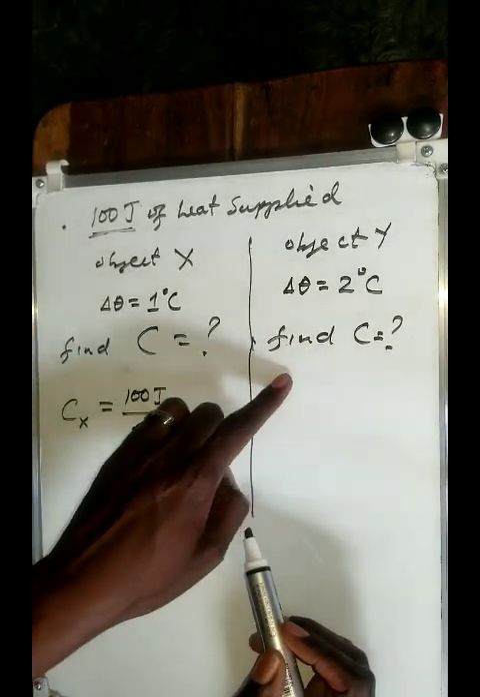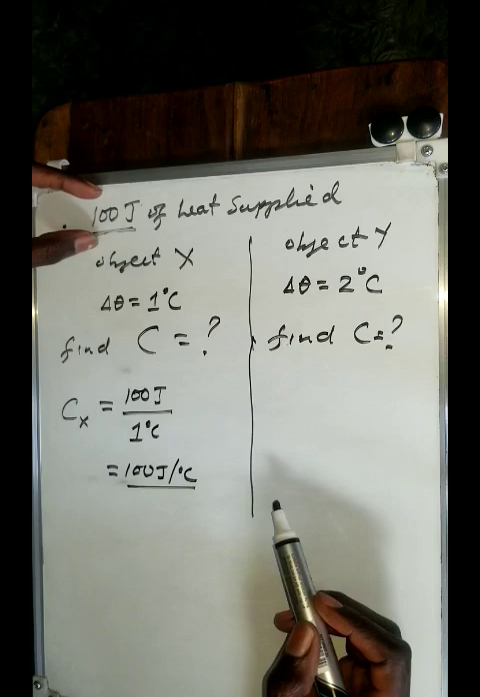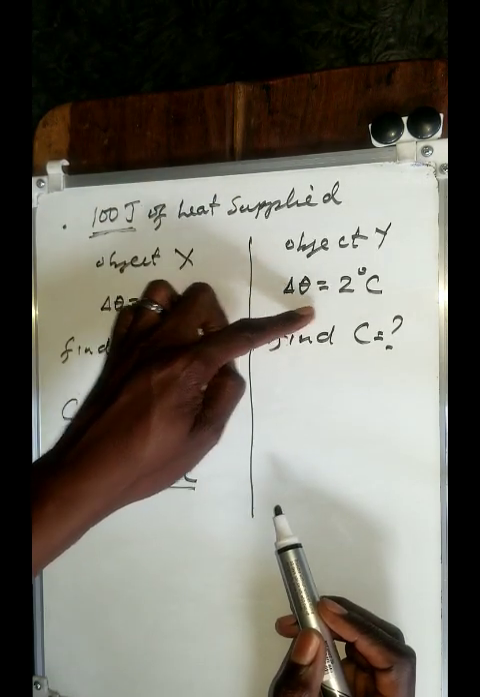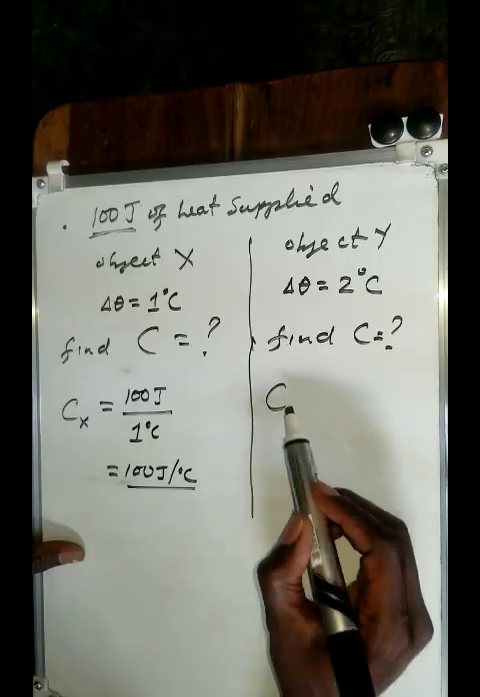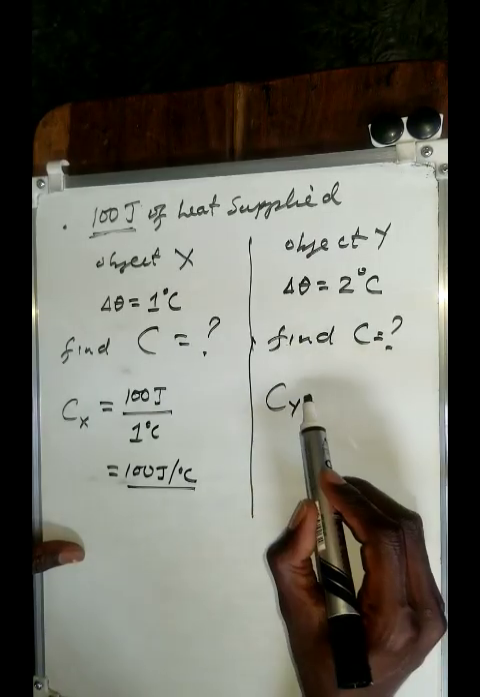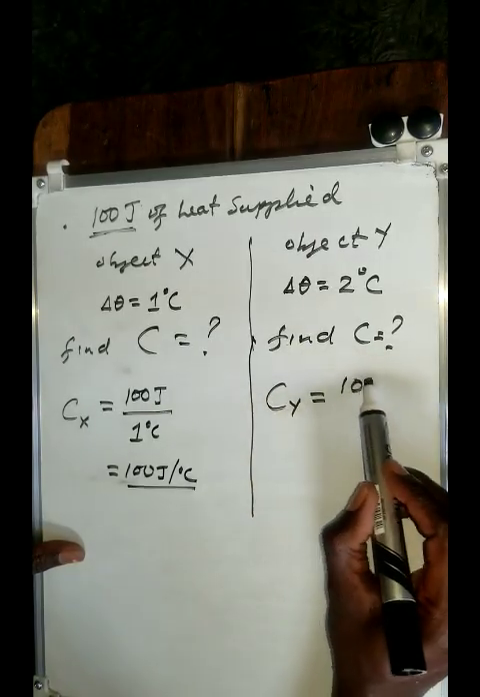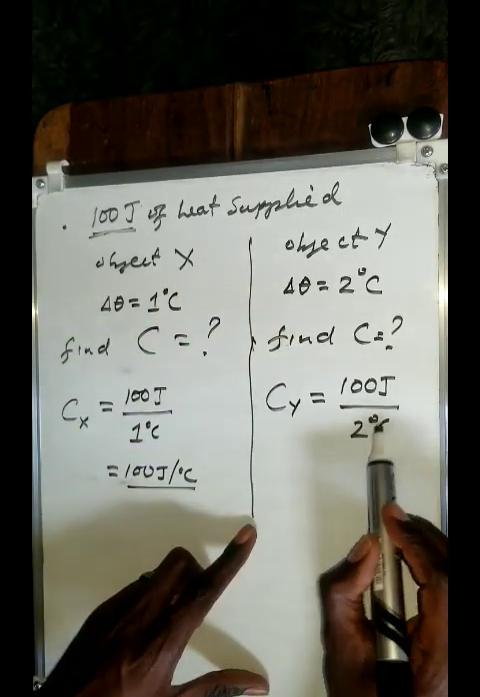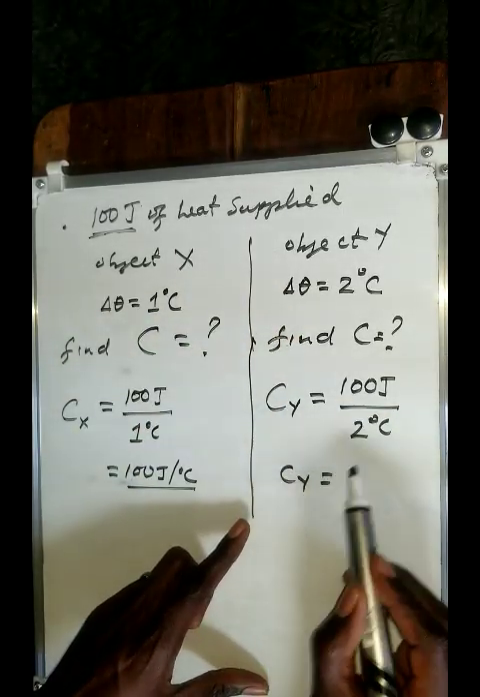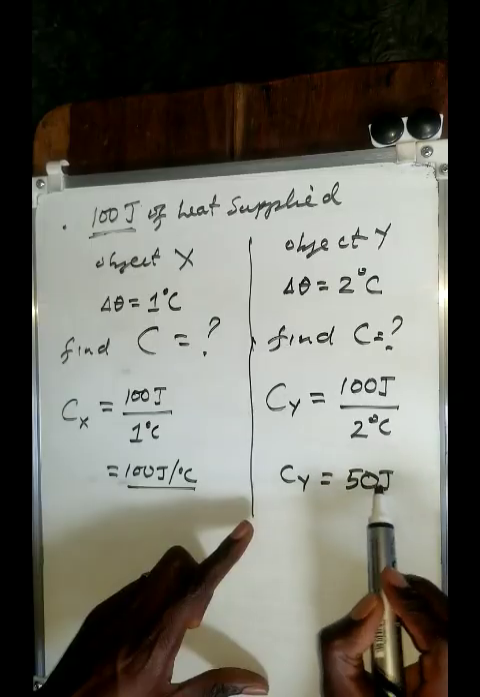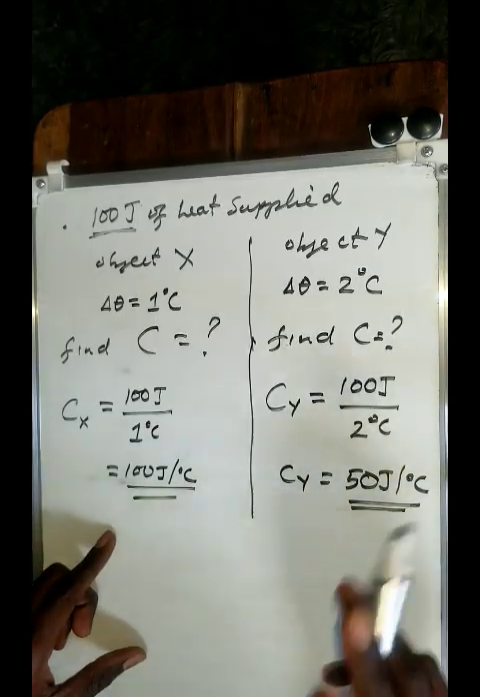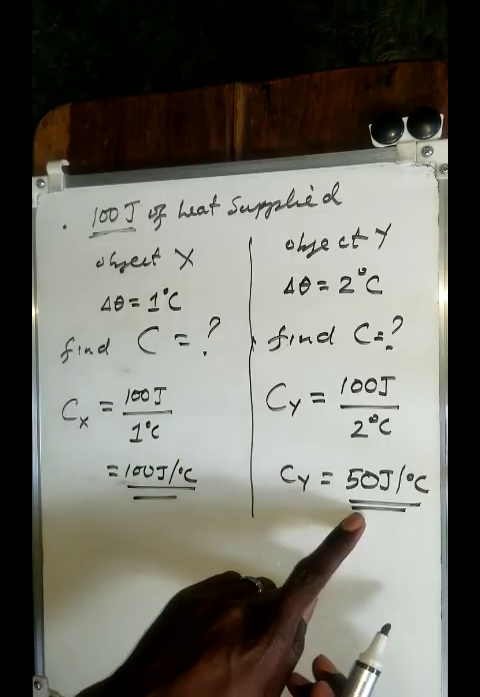What about object Y? Remember, they were given the same amount of energy, but this object had a rise in temperature by 2 degrees. So what would be the heat capacity for object Y? It is going to be the same energy divided by the change in temperature, which is 2 degrees Celsius. So now when you look at this one, it will give you 50 joules per degree Celsius. That is going to be the heat capacity for object Y.